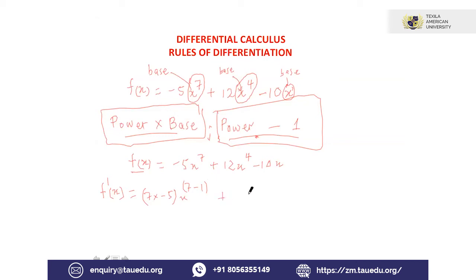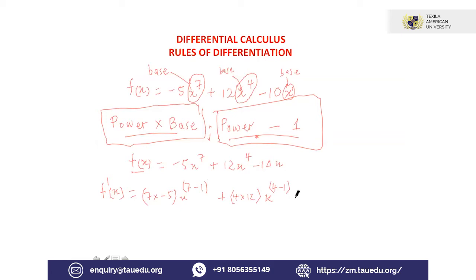We come to this one. The power here is 4, so I will say 4 times 12. Then I bring the x. Then the power now, which is 4 minus 1. Take note of that. Then we are done with that part.